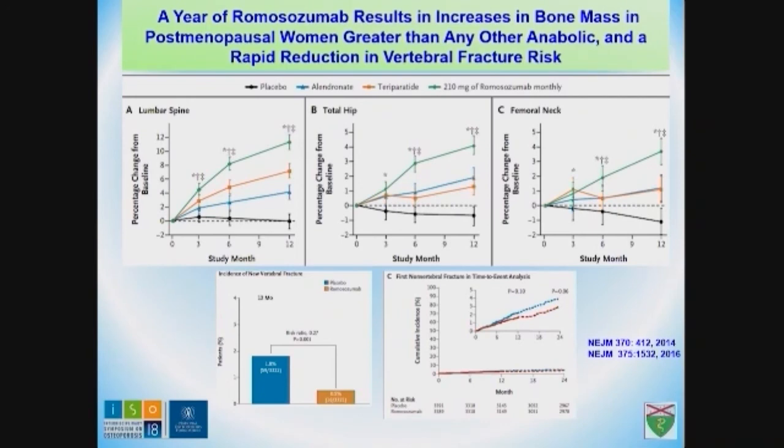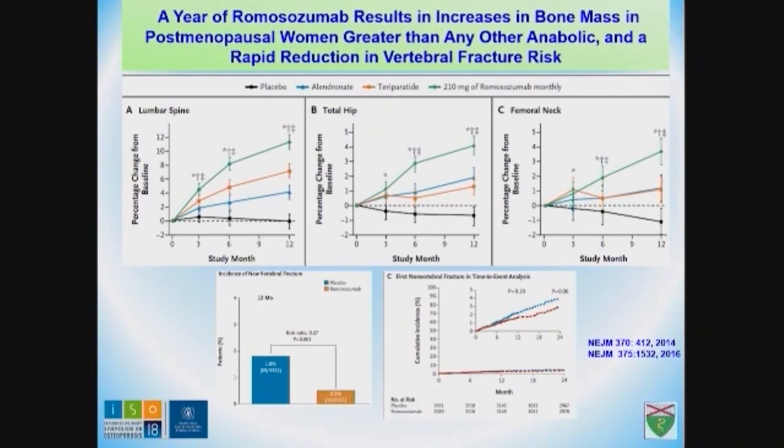So this is placebo, alendronate, teriparatide, and this drug, Denosumab. Like any monoclonal antibody, it has to be given frequently. I think here it's monthly. But the percent changes in the lumbar spine, total hip, and femoral neck were huge compared to the changes that we saw with any of these other agents, and it showed a markedly reduced incidence of new vertebral fracture. There was a trend toward a reduction in the non-vertebral fracture.